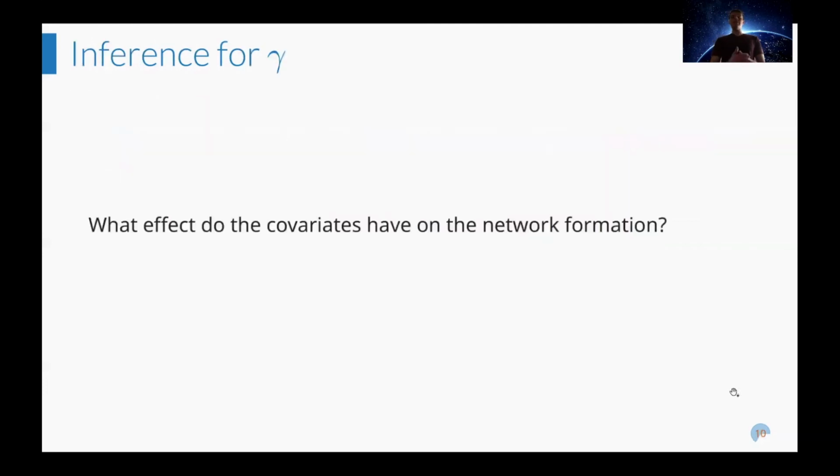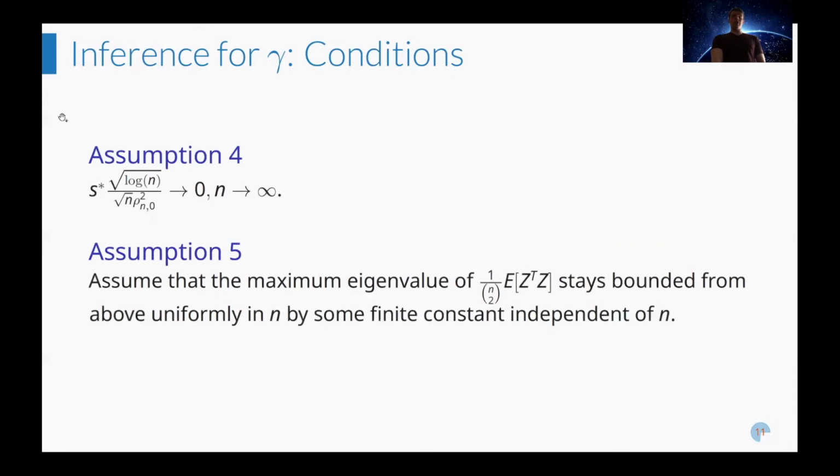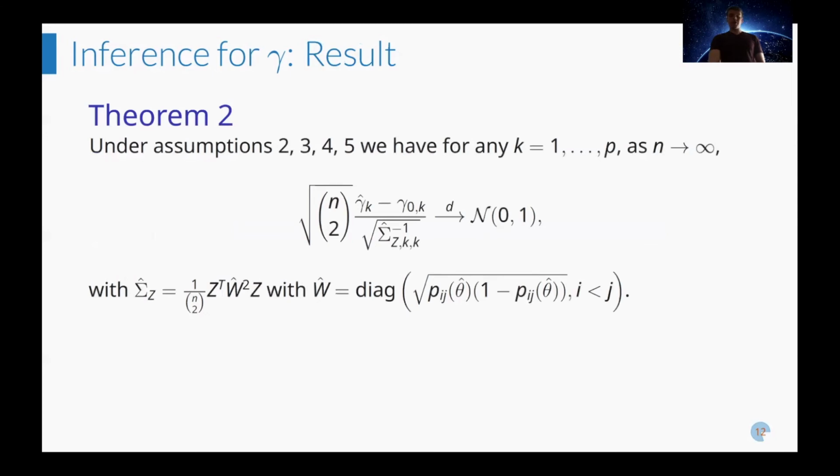Our second main result concerns the inference for gamma. Imagine you are an applied statistician, then one of the most pressing questions you might have is which role do the covariates play in the network formation? So you want some inference result on the gamma. If we assume some additional assumptions, so this one is only a stricter form of assumption 1 that we had before, and the other one was a rather harmless assumption, then we get this theorem, which says that under the appropriate scaling, each component of my estimator for gamma is asymptotically standard normal.